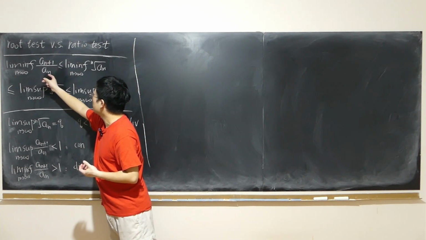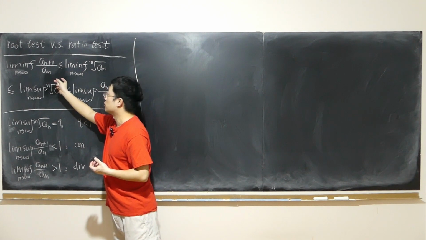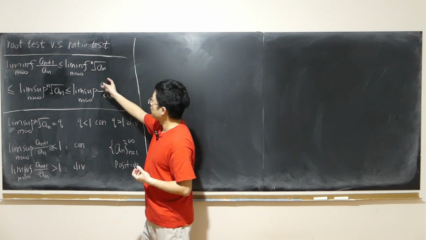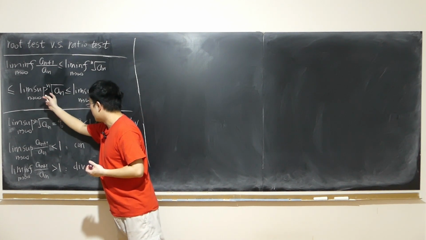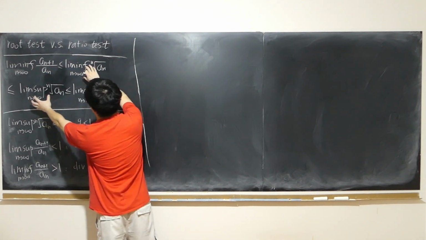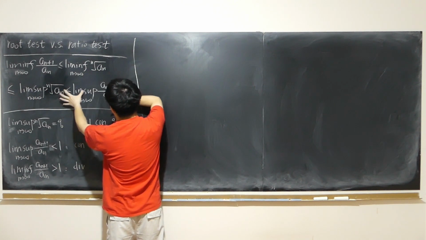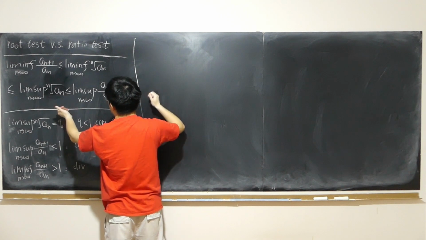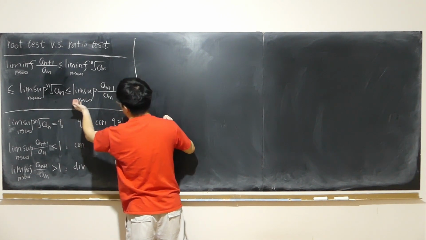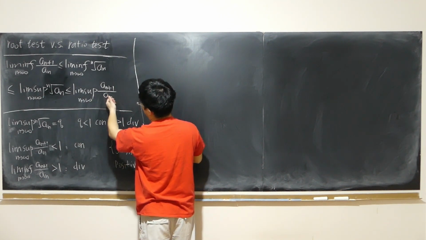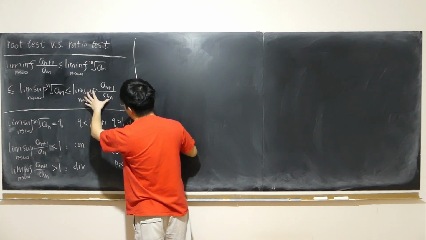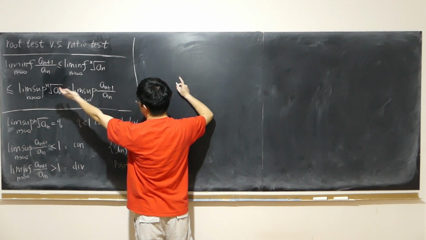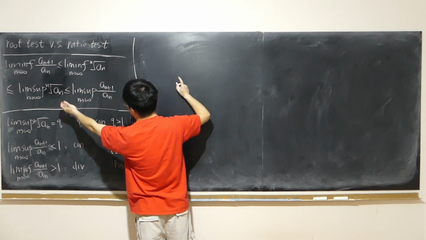Lim inf of a_{n+1} over a_n is less than or equal to lim inf of the nth root of a_n, which is less than or equal to lim sup of the nth root of a_n, which is less than or equal to lim sup of a_{n+1} over a_n. This first part is obvious. The right-hand side part is not obvious, so I'm going to prove the right-hand side. The left-hand side, I'm just going to skip, because for the same reason it can be proven.